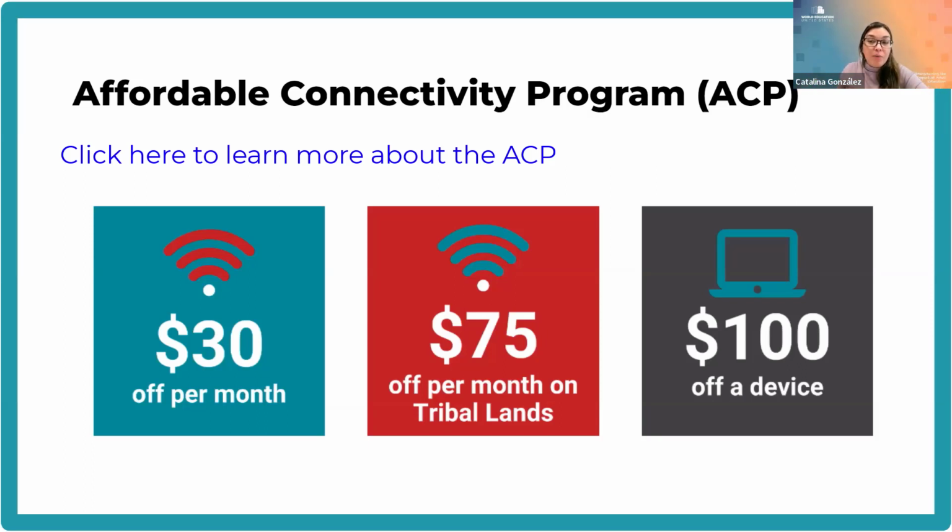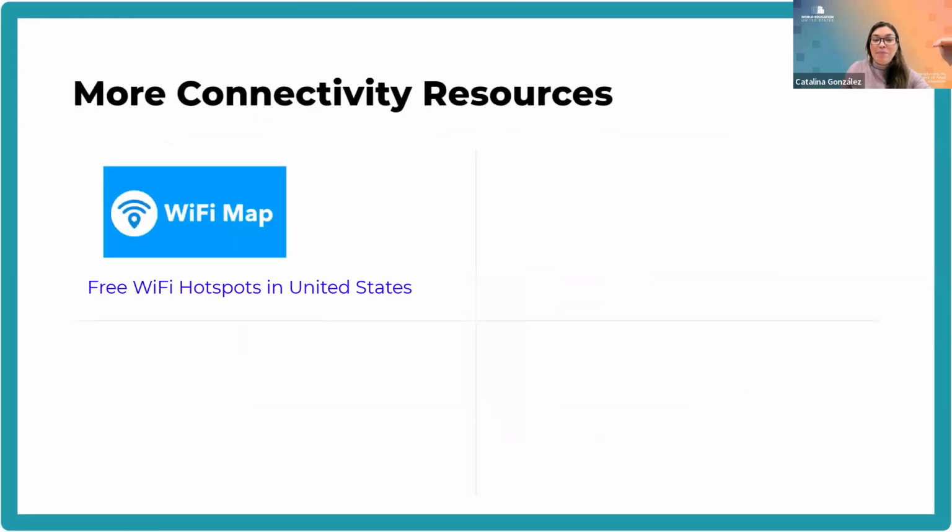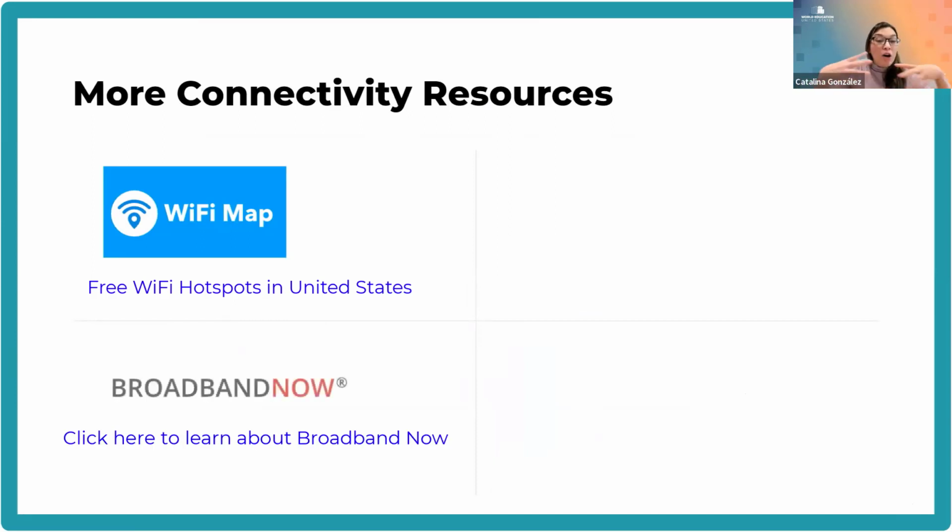So know that the Affordable Connectivity Program exists. They can also get discounts for devices and also for internet. If the Affordable Connectivity Plan doesn't work for your learners, these are other options for you. Number one is the Wi-Fi map. This map allows you to enter a zip code and it will tell you where in that zip code there is connectivity available. Broadband Now is another great resource.